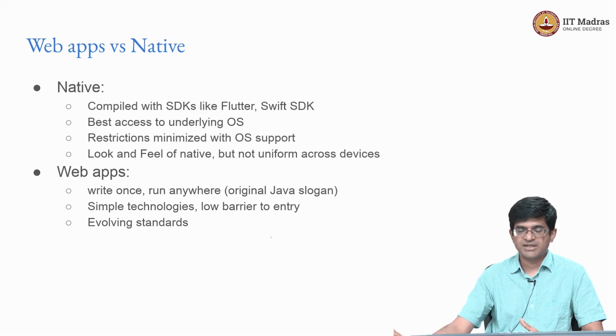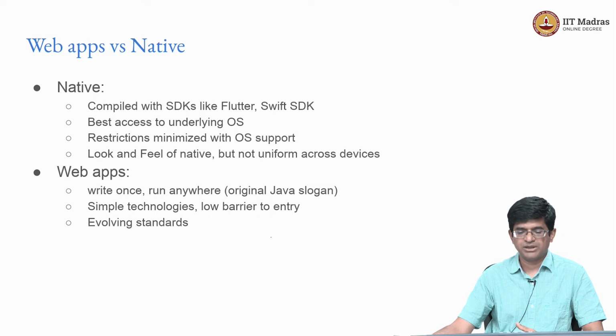Now the native apps therefore have the best access to the underlying operating system because they are usually integrating tightly with the APIs provided by the operating system itself, and not going through an extra browser interface in between. They will generally look and feel like the native application. So on a Mac, they would look exactly like a Mac. On Linux, they would look like a Linux application. On Windows, they would look like a Windows application and so on. But the problem is it may not look uniform across devices.